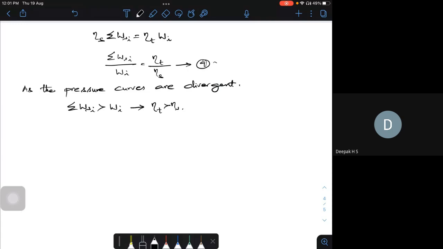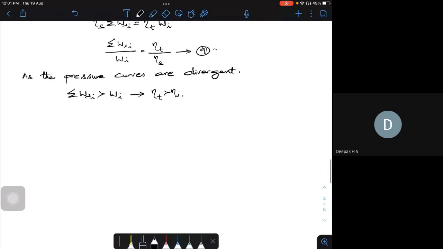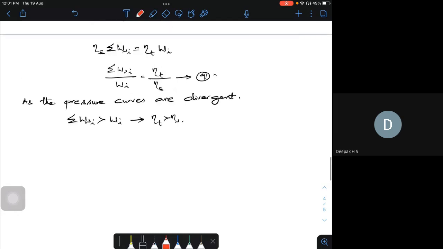And this particular thing we consider the reheat factor. Under this condition, the ratio of the sum of work done in the multiple stages of the turbine to the work done in a single stage of a turbine, we call it the reheat factor, which is always greater than 1. This should not be confused with efficiency. Most of them confuse it with efficiency. This is not efficiency. This is called the reheat factor.